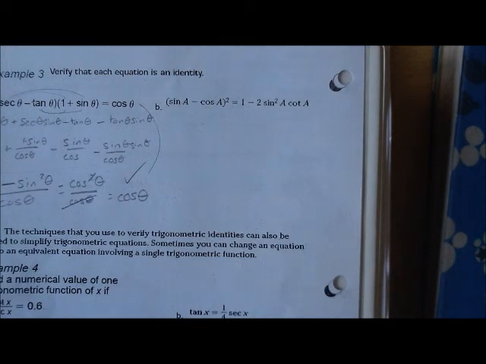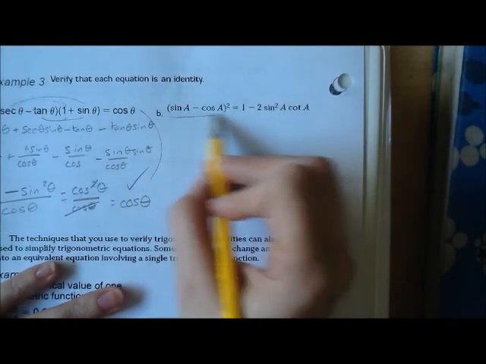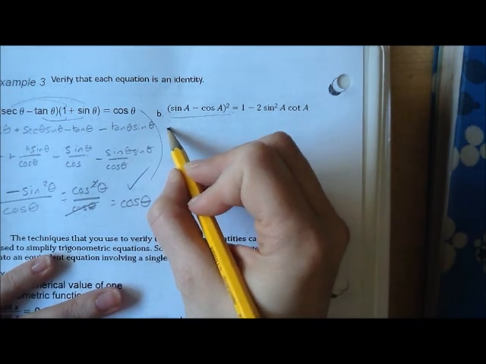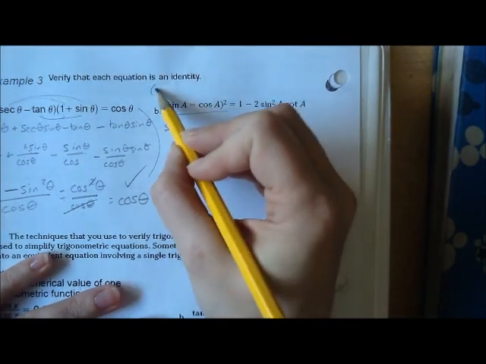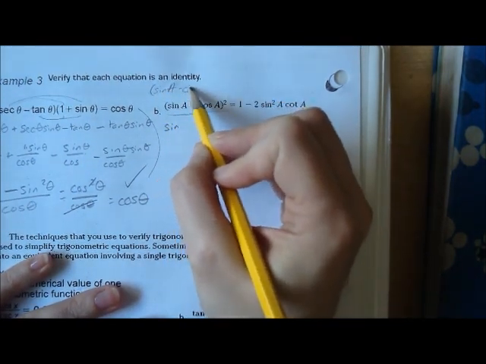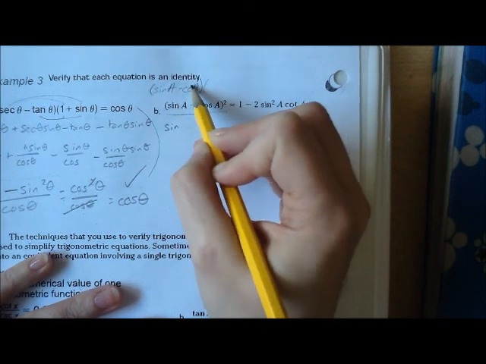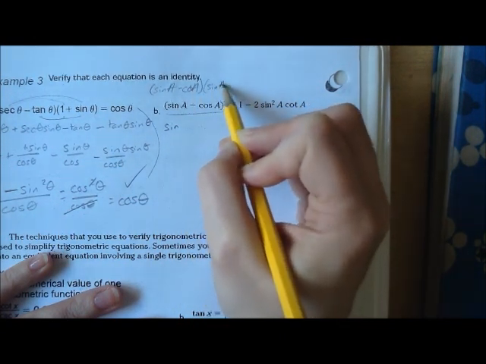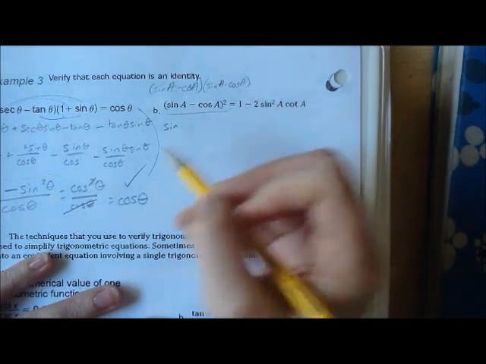Okay, this one is just a little weird because neither of the sides looks very straightforward. But we're going to work it using this side. So the first thing we need to do is basically multiply it out. This is sine A minus cosine A times sine A minus cosine A. So we need to multiply it all out.